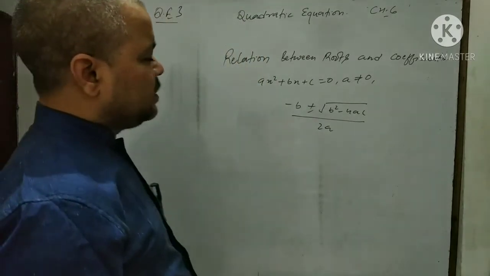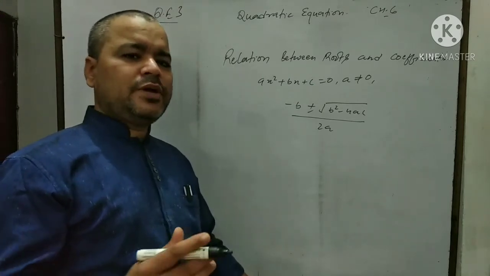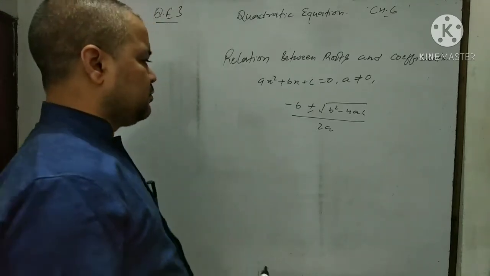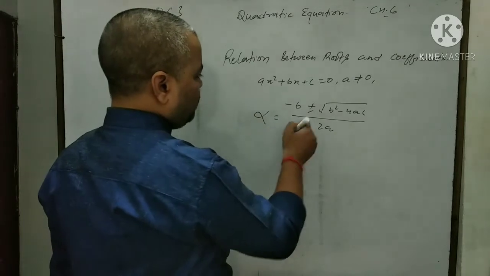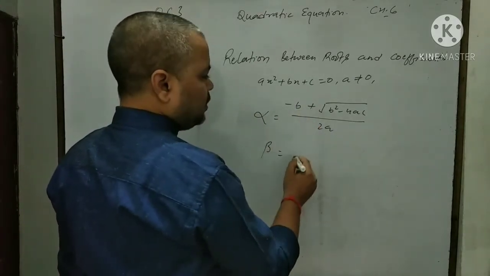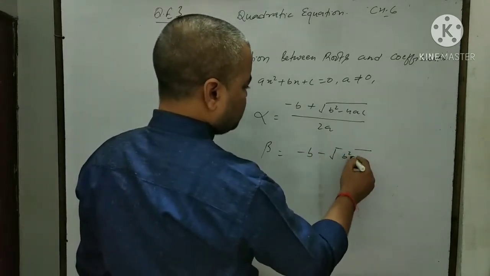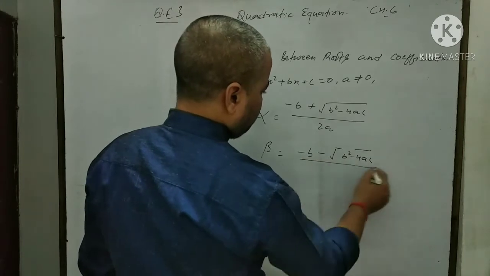And what is this? This is the quadratic equation. Therefore it has two roots. Let the first root be alpha when we take plus, and the second root be beta when we take minus, that means minus b minus under root b square minus 4ac by 2a.